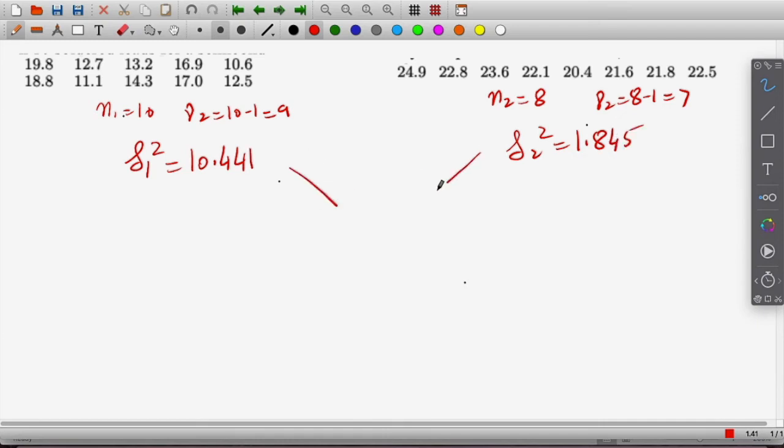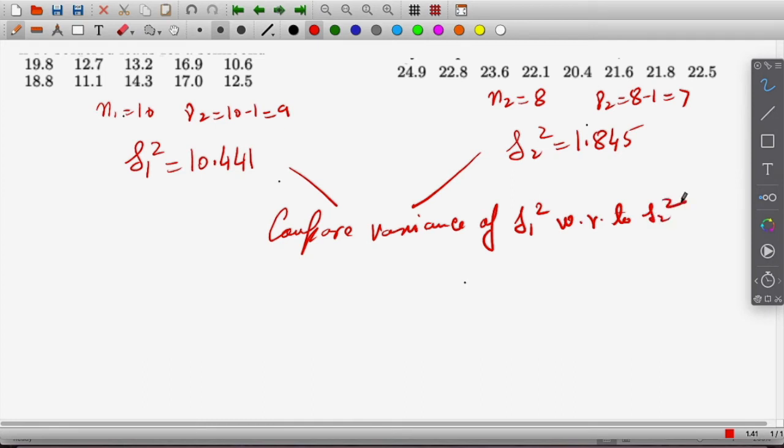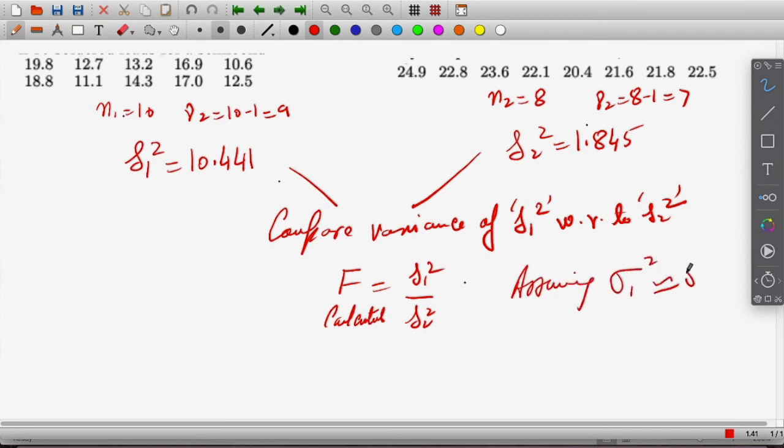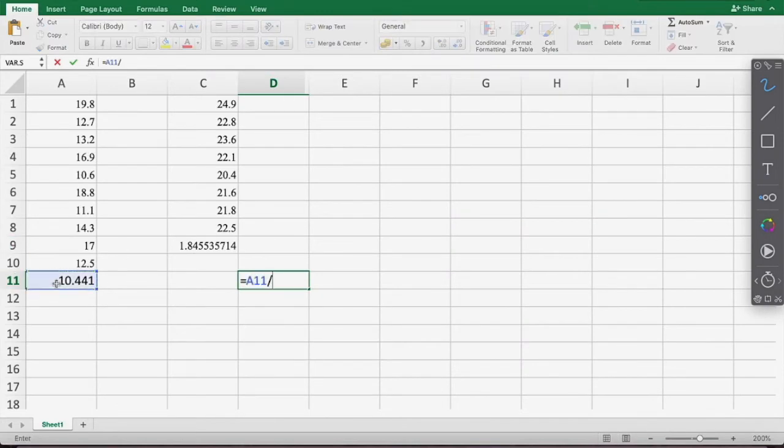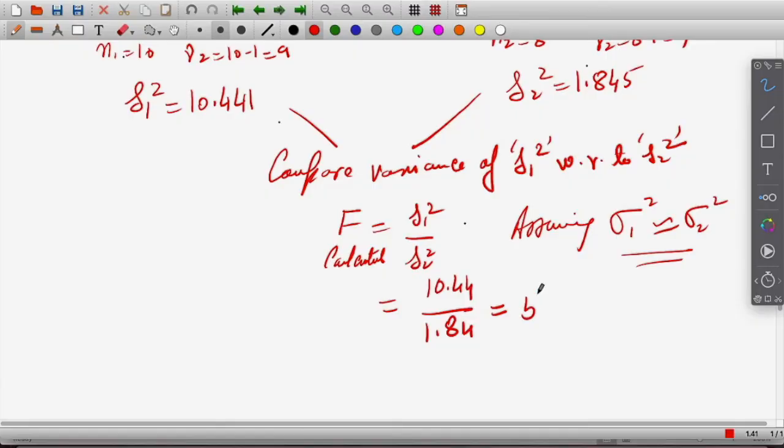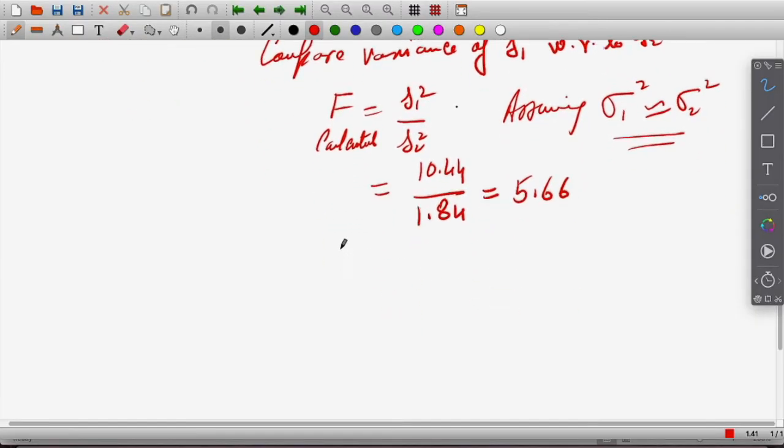Now if we have to calculate the F value, if we have to compare the variance of S1 square with respect to S2 square, then F will be S1 square upon S2 square. This is what I call F calculated, assuming sigma 1 square is equal to sigma 2 square. So what will be the value of F? 10.44 divided by 1.84 becomes 5.66.